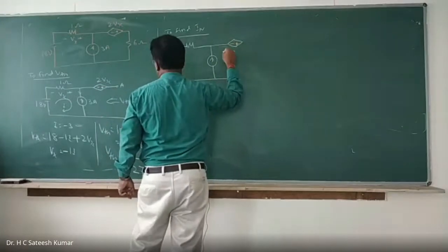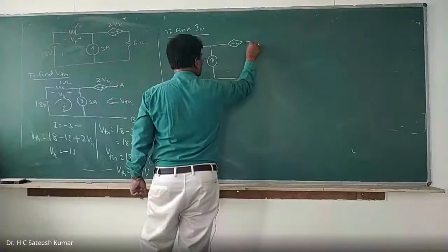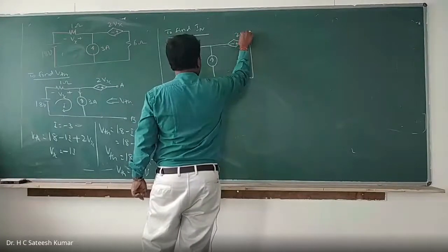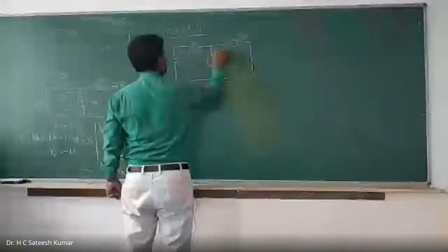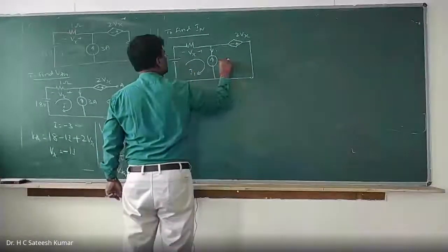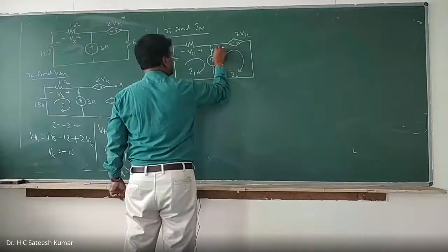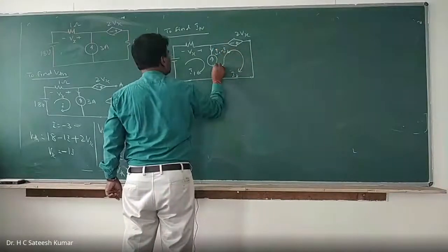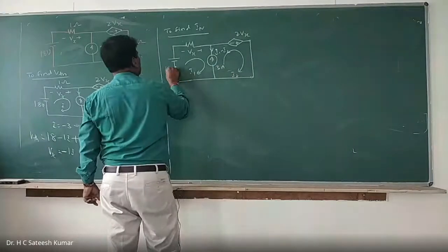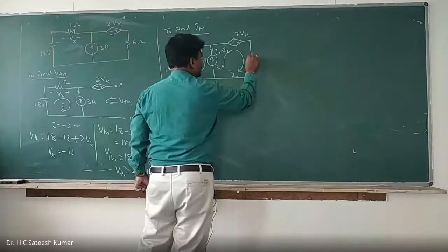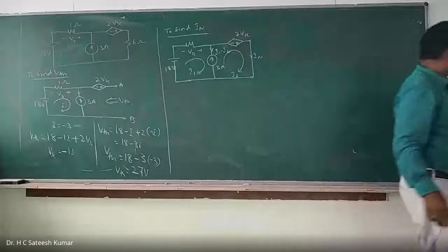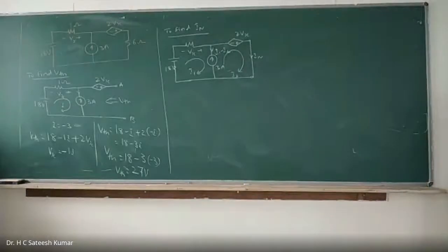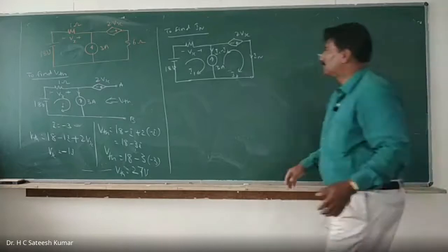Minus plus, this is the short circuit current we need to find. 2 Vx, minus plus Vx. This is I1, this is I2, this is I1 minus I2, this is 3 amps, this is 18 volts. Okay, this is your IN. So how will you do that?